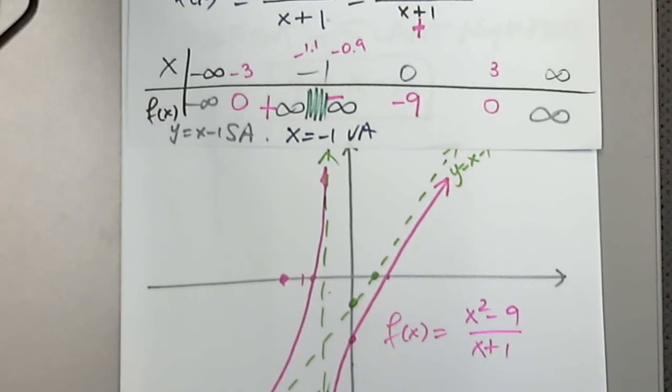Now the slant. So it crosses at (-3, 0), approaching the slant asymptote, and going towards the vertical asymptote, x equals -1, towards infinity. This is x equals -1. So now it's coming, crossing at (0, -9), crossing again at (3, 0), and approaching the slant asymptote towards infinity.